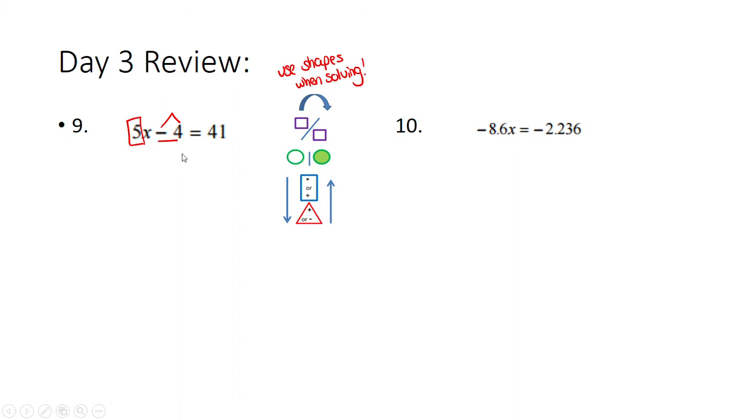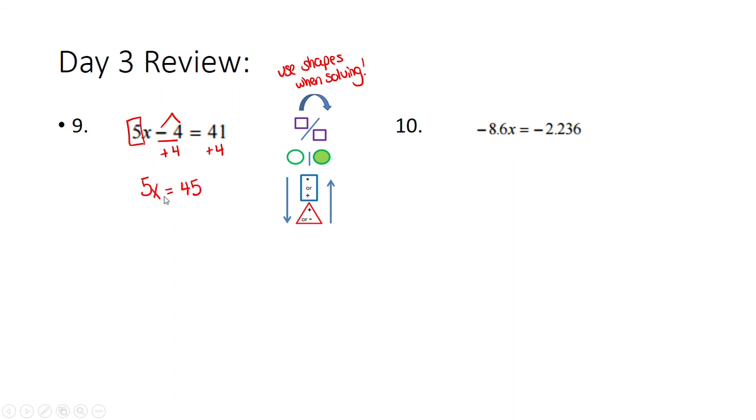It clears by doing, if it's -4, its opposite, so it would have to be +4 on both sides of the equation. That cancels this -4 out, so that's gone. And then we have 41 plus 4, which we can do, and that becomes 45.